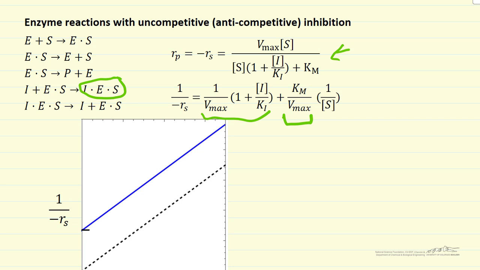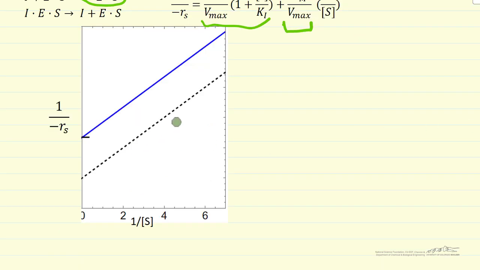If we look at the plot, we see that the slope is the same. This is the plot with the inhibitor, and this is the plot without the inhibitor. So the slope is the same. We can see an inhibitor decreases the rate, which increases 1 over the rate.